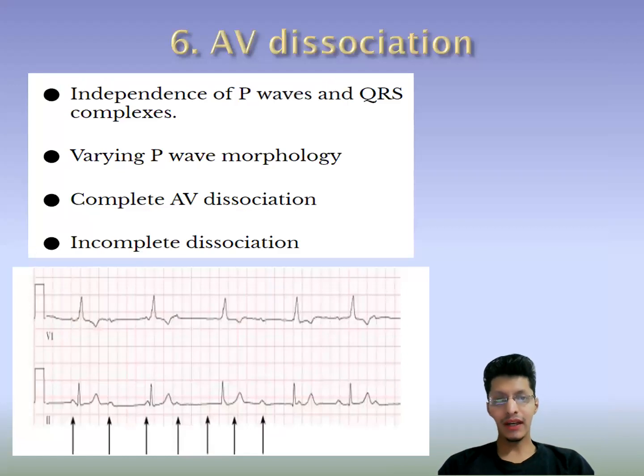Now, AV dissociation. Again, the P waves and QRS are independent, but in this, the P wave morphology is different. In this, the P wave morphologies are very, very different from each other.